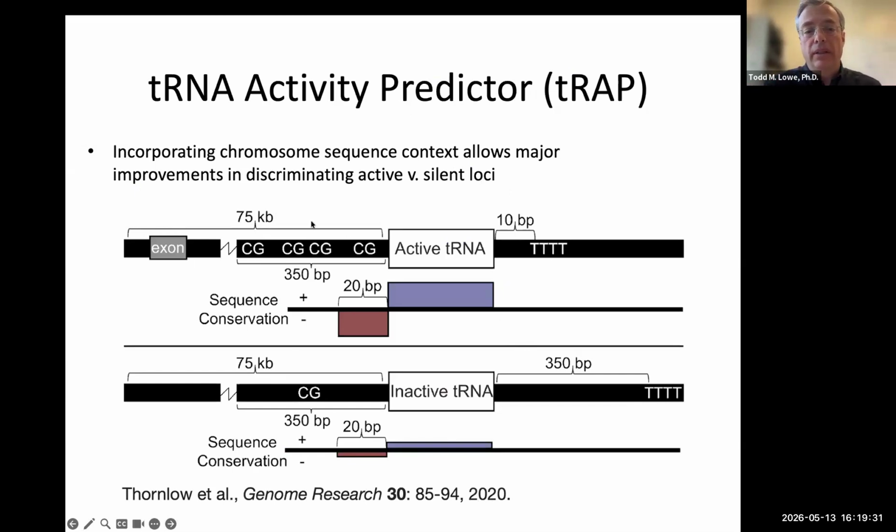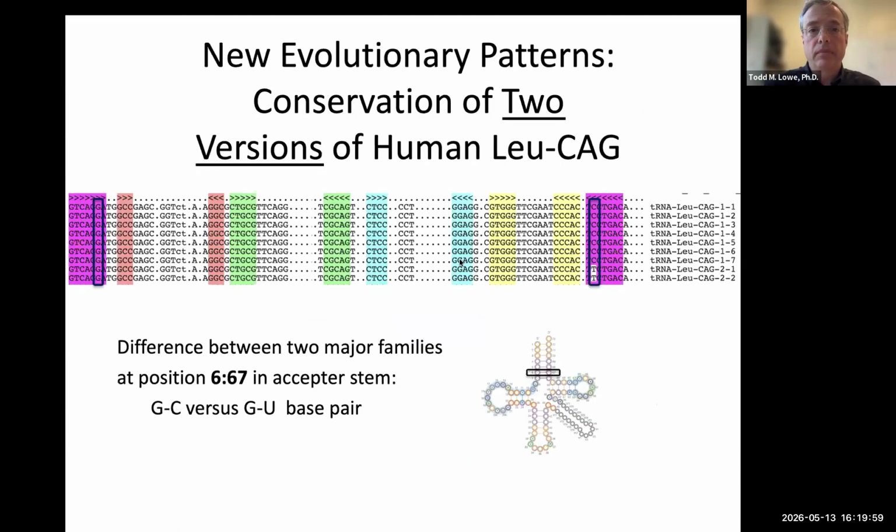So we found that CpG islands nearby, being near other sets of genes, were indicative of active tRNAs, and ones that did not have these poly-T terminators at a sort of normal distance, or that had suppressed CpG and other features, are signs of inactive tRNAs. And so genome context matters a lot.